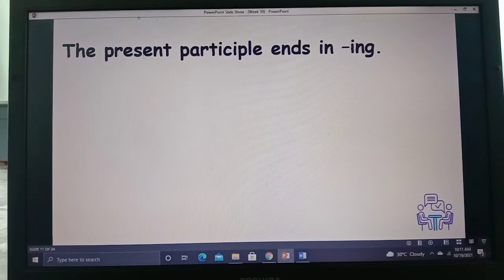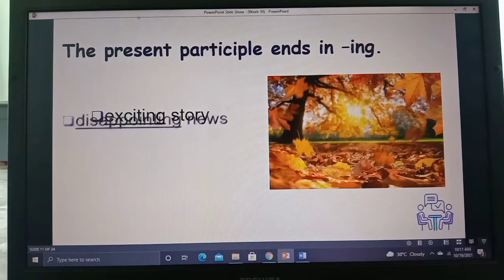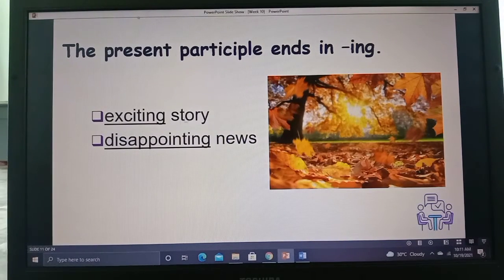The first one, the present participle ends in ing. Ito yung mga nagtatapos sa ing. Halimbawa ay ito. Exciting story, disappointing news, and falling leaves. So, itong mga adjective na to ay nag-e-end siya sa ing. So, ang tawag dito ay ginagamit to sa mga present participle ng mga sentences.